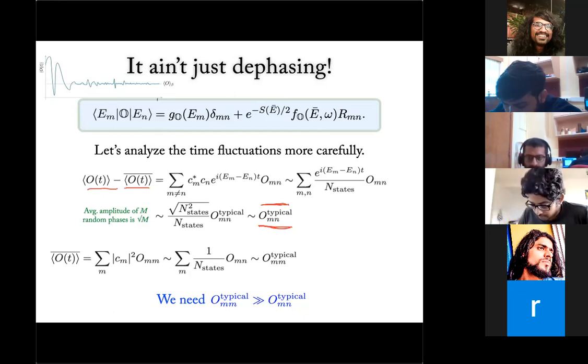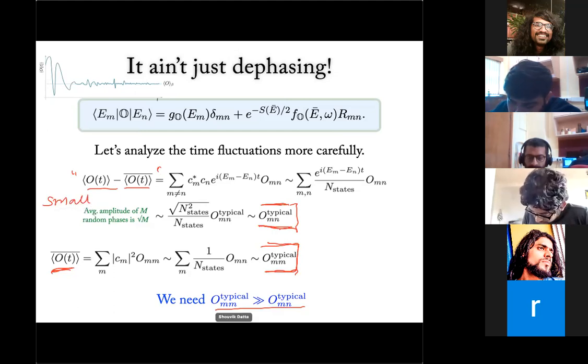So over here you see that these fluctuations are roughly of the order of a typical value of OMN. Now on the other hand, the equilibrium value is given by the typical value of the diagonal. So now you really need the fluctuations to be small. You want this quantity to be small, right? And therefore, it has to obey this thing. Yeah, that's what I'm trying to say.